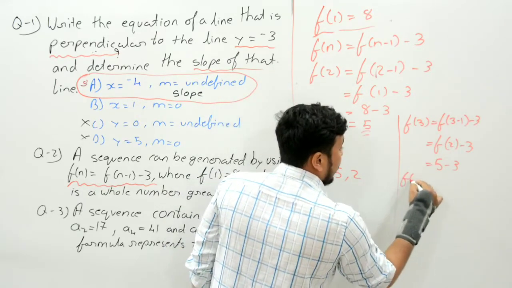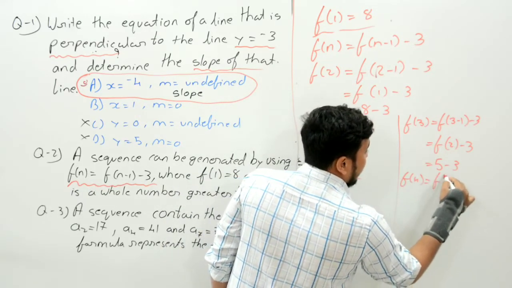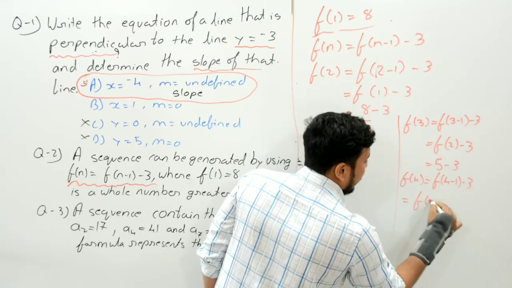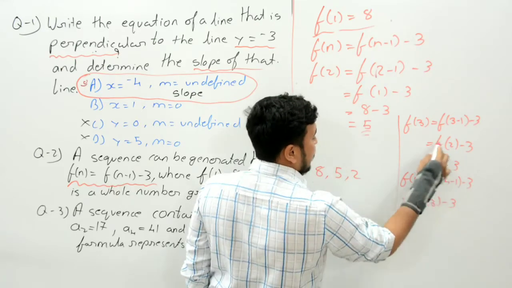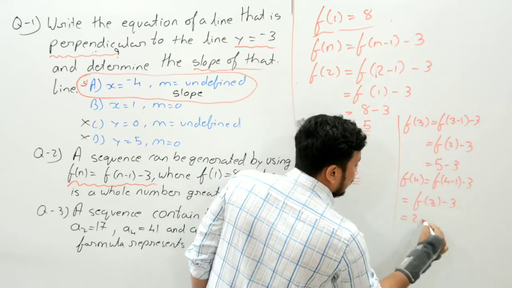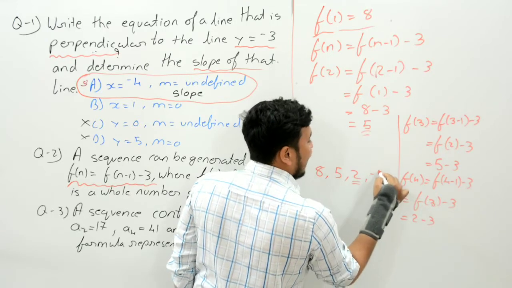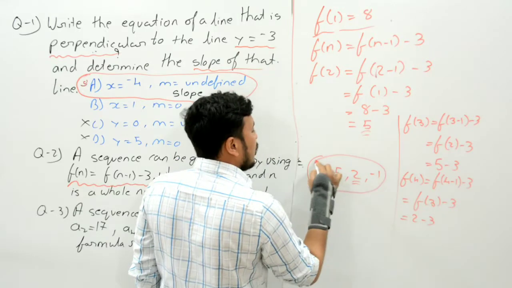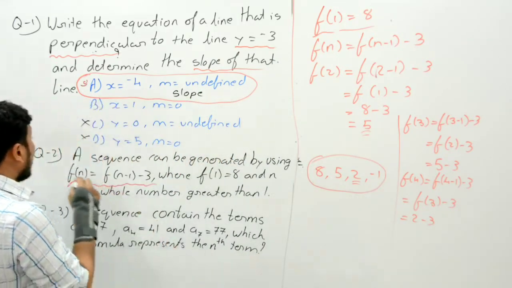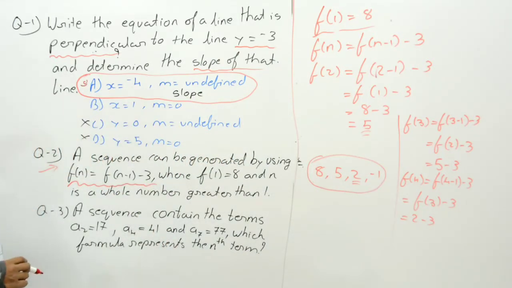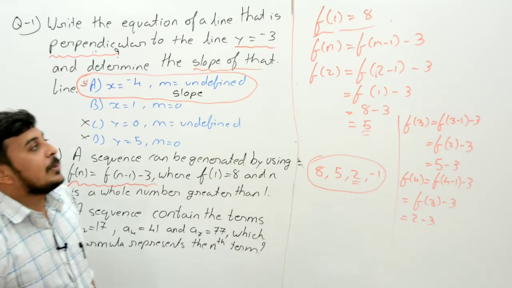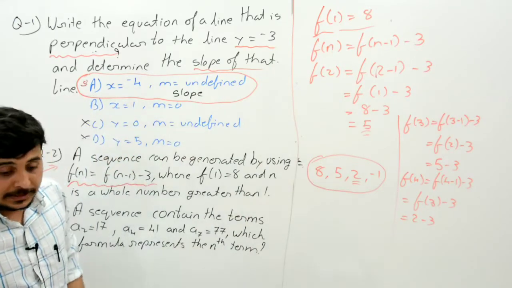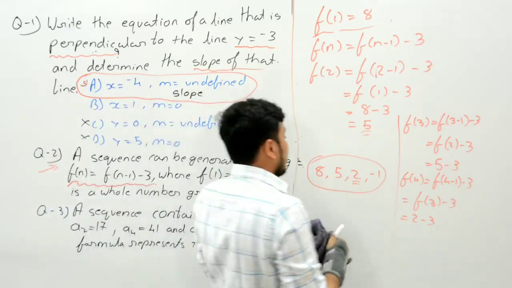Now what about f(4)? It is equal to f(4 minus 1) minus 3, and that will be equal to f(3) minus 3. What is f(3)? f(3) is 2. 2 minus 3 is equal to negative 1. So 8, 5, 2, negative 1 is the answer of the second question, because the formula of finding the nth term is given here. Clear?